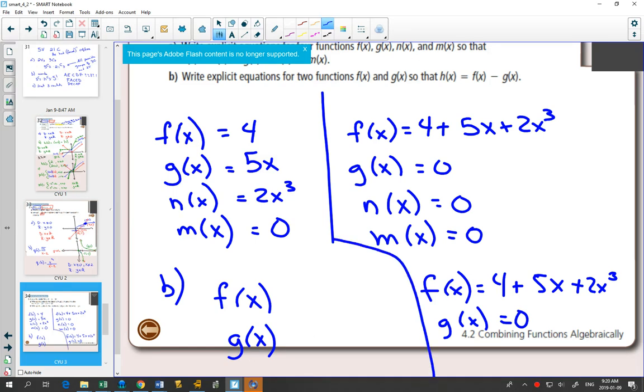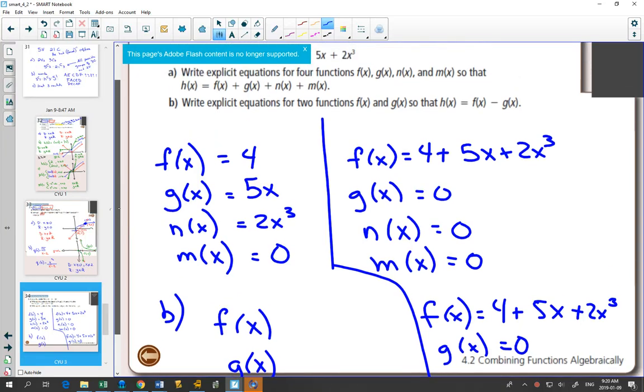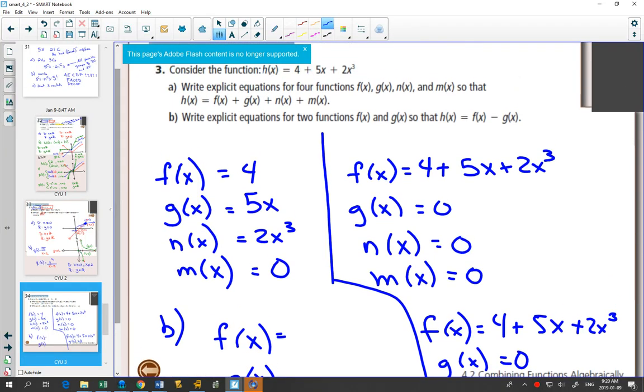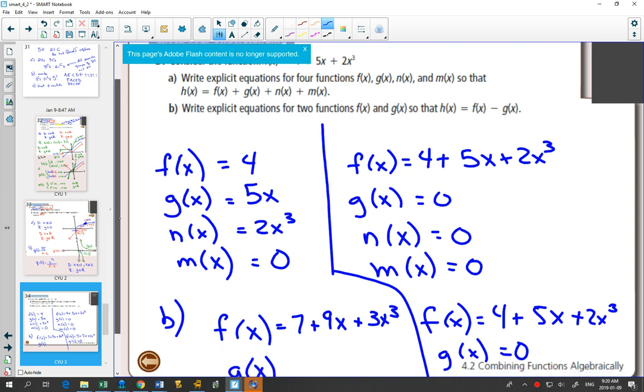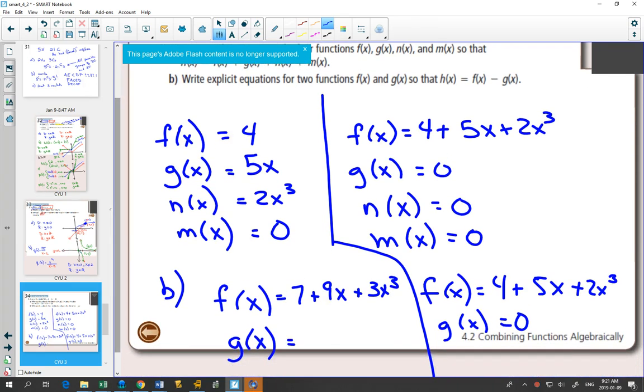If you wanted to do something more complicated, you could do something like, ooh, let's make f of x 7 plus 9x plus 3x cubed. And then what would g of x have to be? If we subtracted, this would need to be a 3. And then I need 4x to make 5. And then 1x cubed to make the 2x cubed. That would be right. But when you look at the second answer where you make g 0, you say, why do I put myself through that trouble of possibly making a mistake when I could do it so easily? Exactly. So that's how we could cheat.